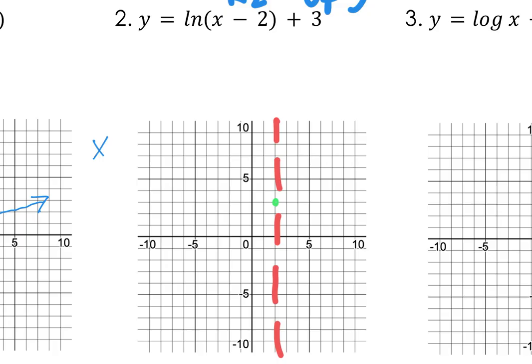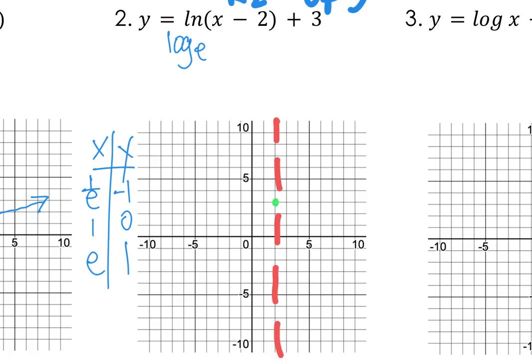That's our new origin. Okay, let's get our x and y's on here. And remember, our y's are -1, 0, 1. And then we have 1 over e. Well, we have this natural log, which is the same as log e. So it's 1 over the base, which is 1 over e, 1, and e. And by now you should know e is 2.718.